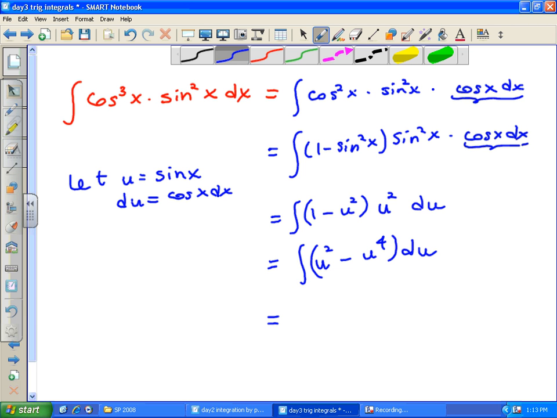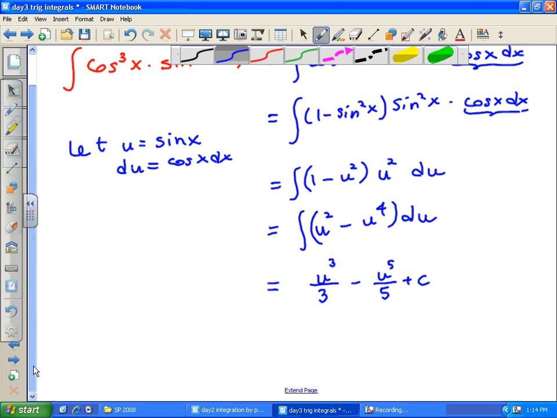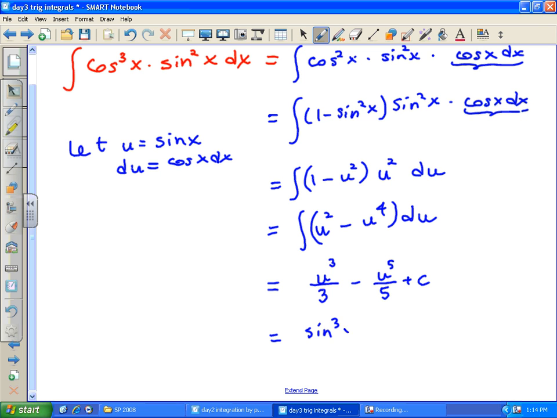Now let's integrate each piece one at a time, right? What could be easier, right? And finally, put the u back in there. So we got sine to the third x over 3 minus sine to the 5x over 5 plus c.